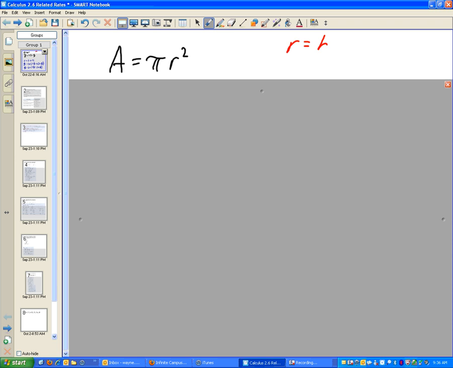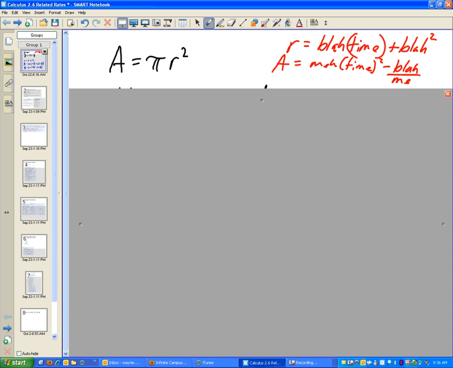R equals blah time plus blah squared. All right, that's a function of time, isn't it? So area then is, let's see, what can we use besides blah? How about meh times time? We'll square it just for fun. Minus blah divided by meh. Some function of time. Okay?